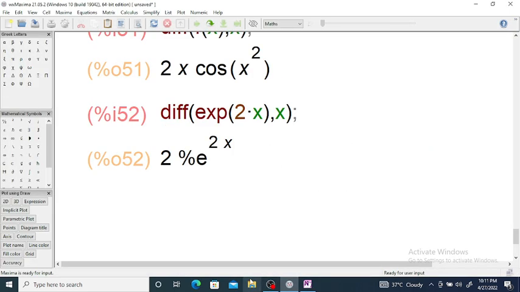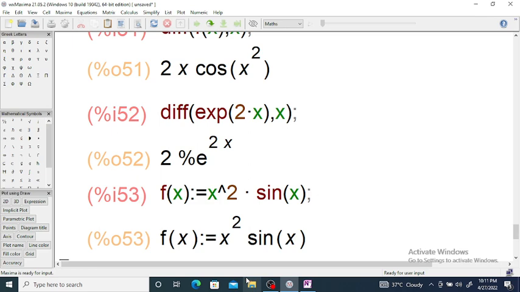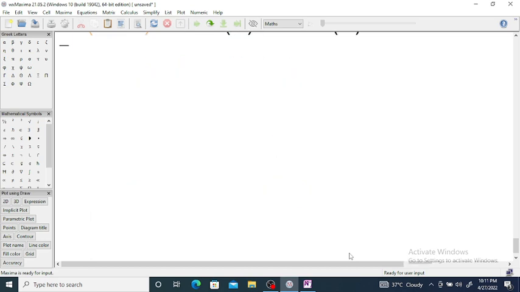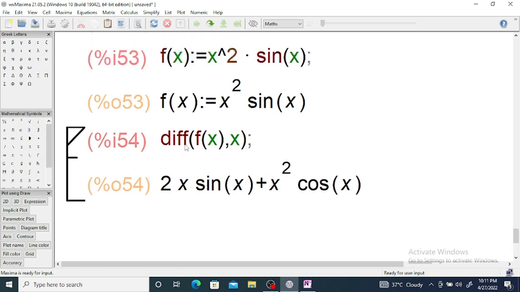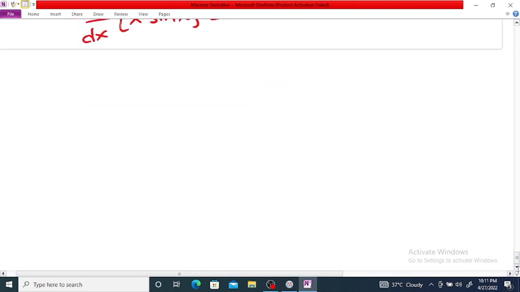So in Maxima you can also find a derivative if the product of two functions is given. Say f of x is equal to x square into sine of x, and if you want to find a derivative, just enter the command diff of f of x in the variable of x. So it is equal to, you can check here, twice x, sine x as it is, then x square as it is, and derivative of sine x is equal to cos x. By using this definition you can find the derivative of a product function.